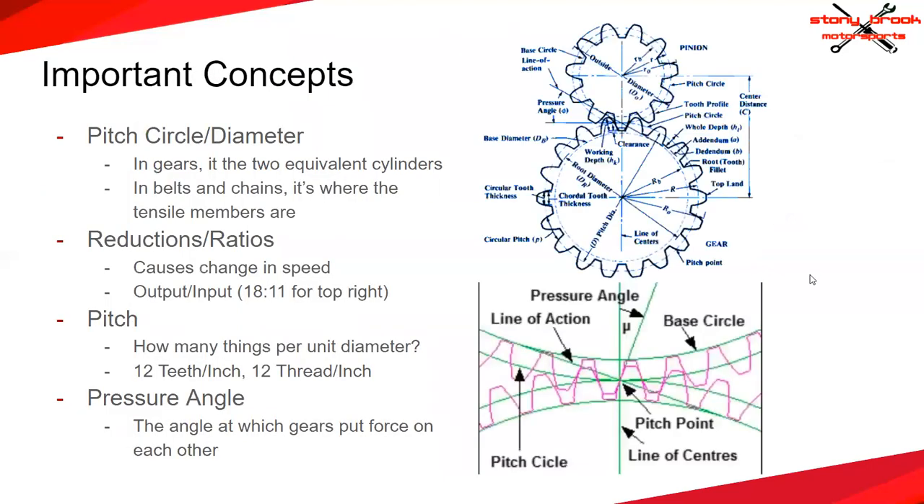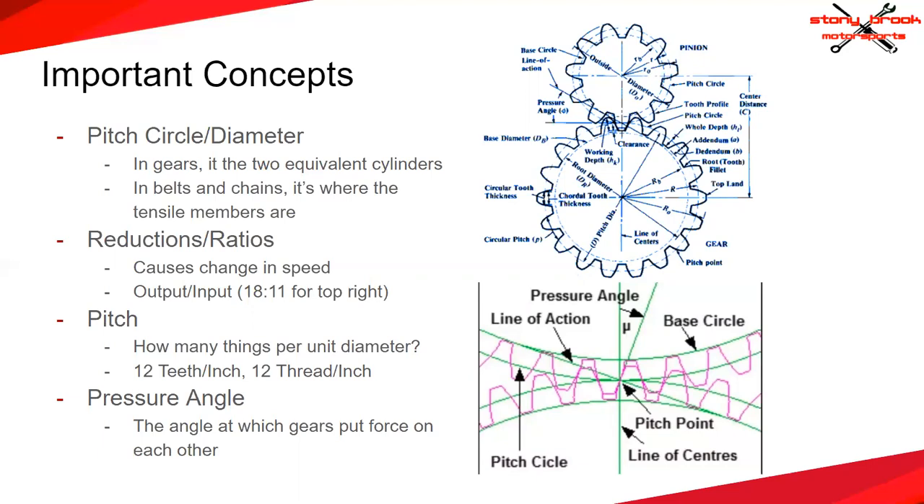Some very quick important concepts that I want to go through for all of these, the biggest thing is what's known as the pitch circle, or pitch diameter. For gears, imagine if you had just two flat cylinders rolling against each other and applying friction. That's how they roll together. That's what the pitch circle is. It's the equivalent cylinders that you would see on the gears. It's essentially where all the force is actually being applied on the gears onto each other.